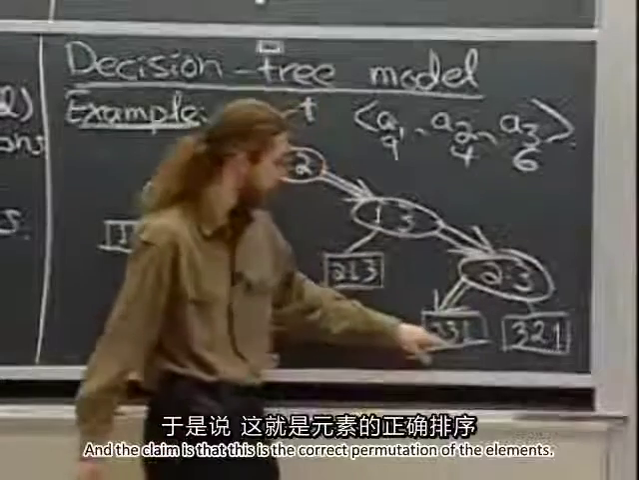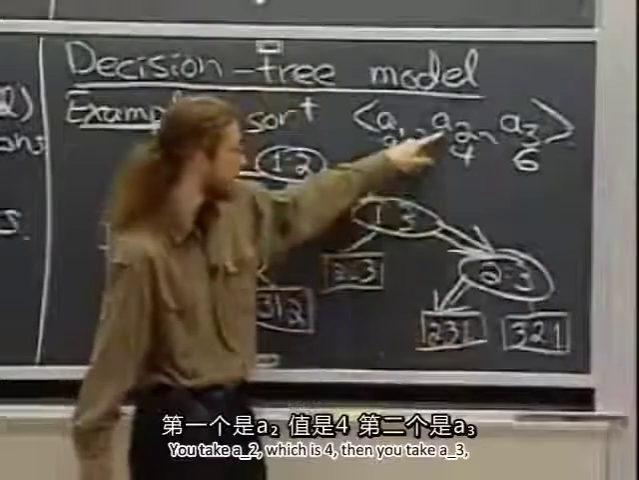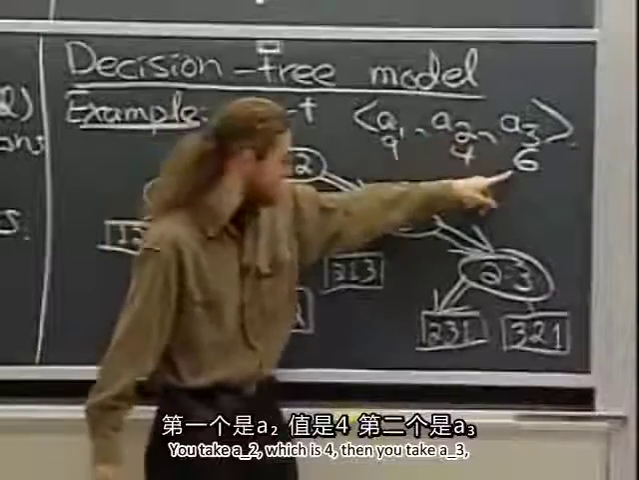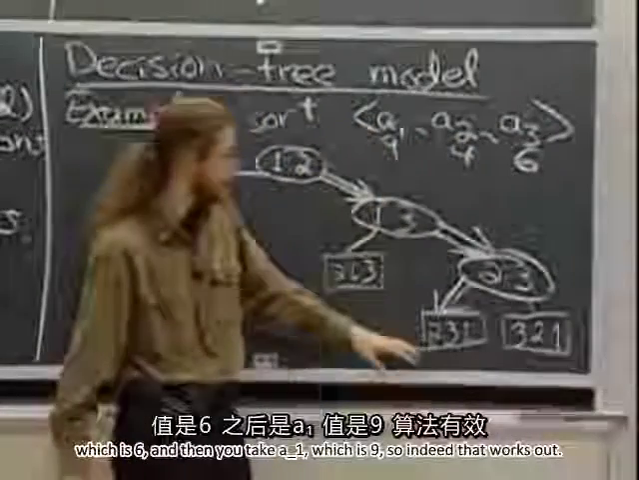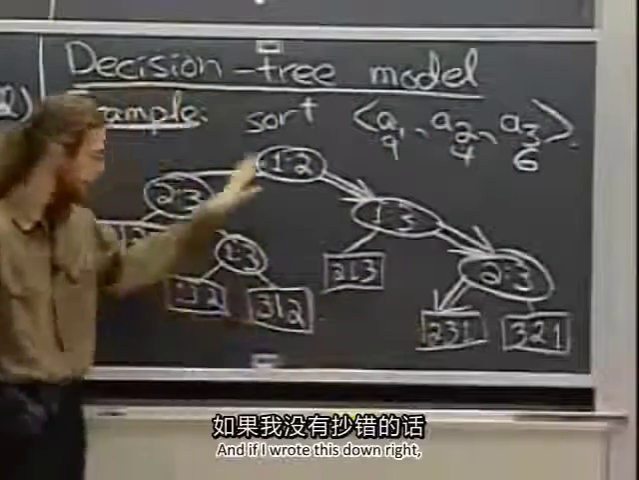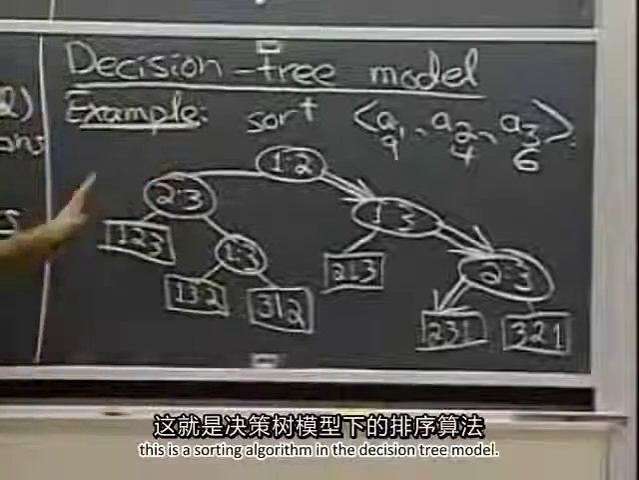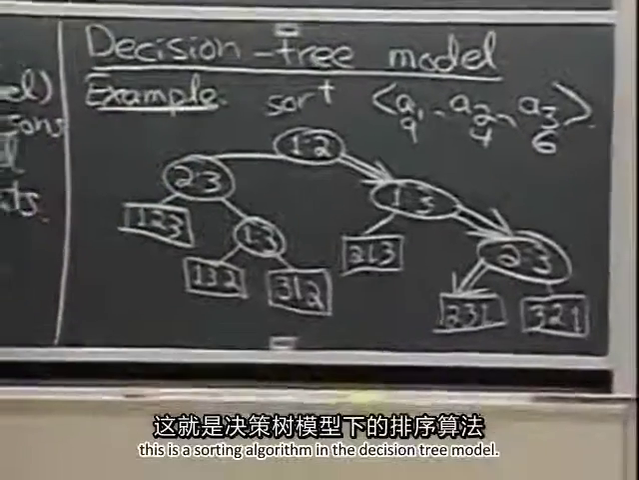And the claim is that this is the correct permutation of the elements. You take A2, which is 4. Then you take A3, which is 6. Then you take A1, which is 9. So indeed, that works out. And if I wrote this down right, this is a sorting algorithm in the decision tree model.